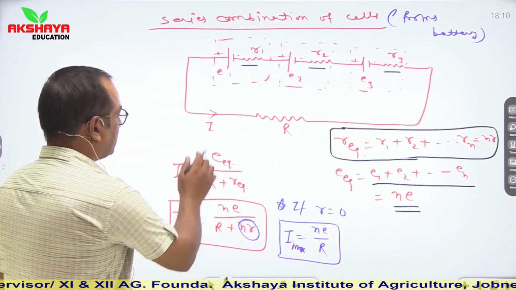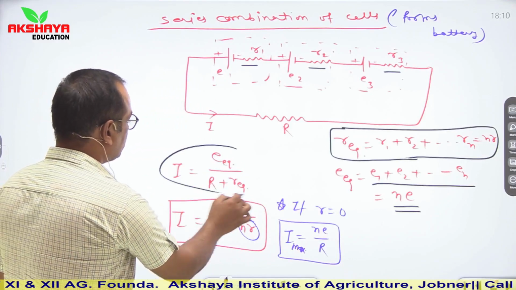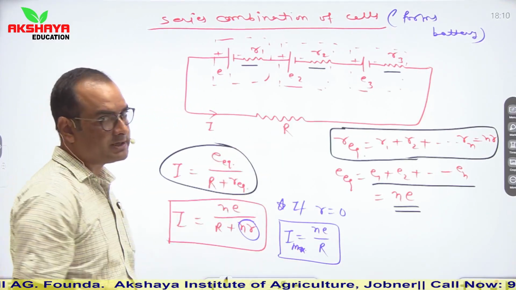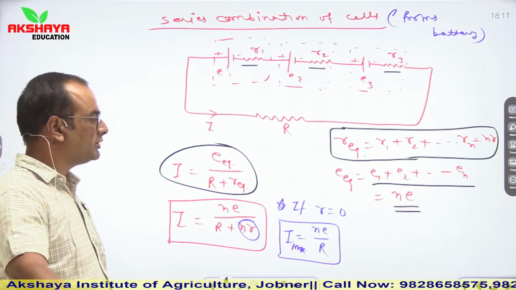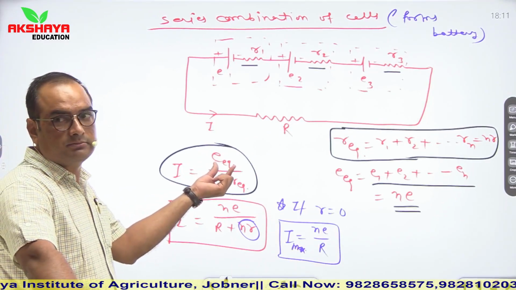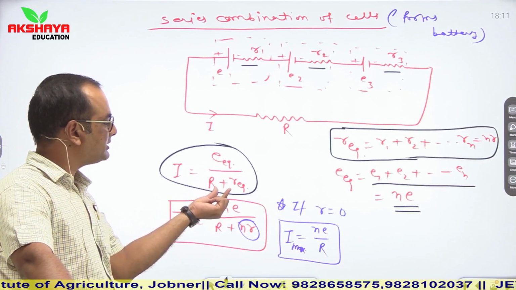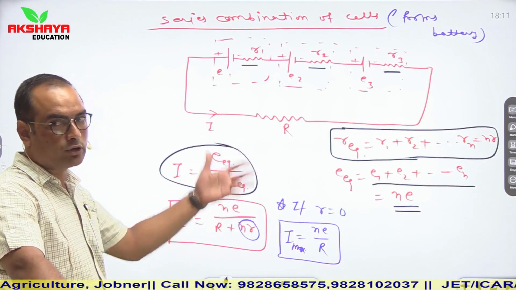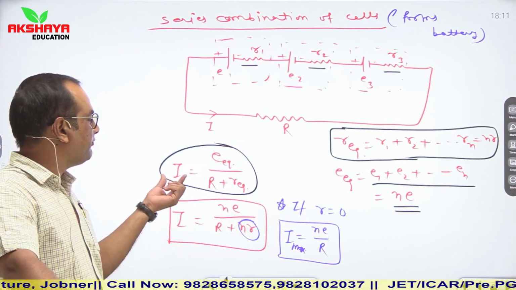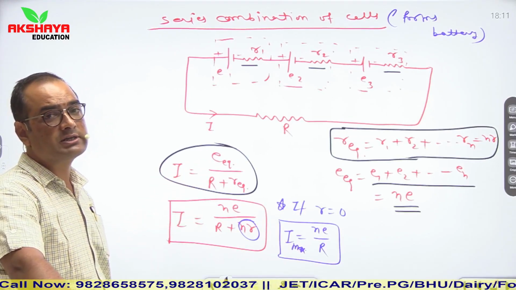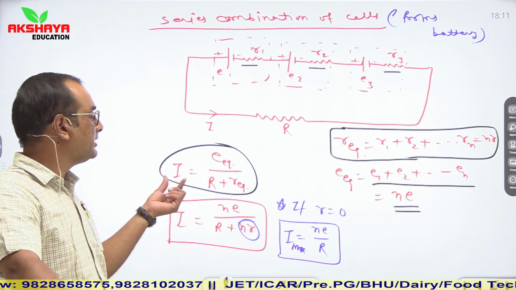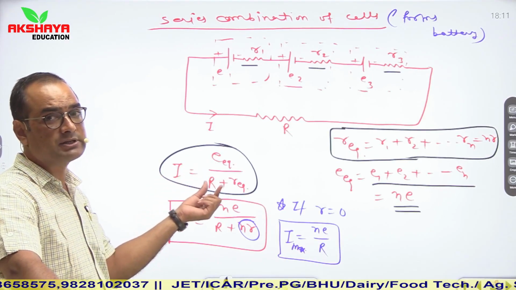So here is the equivalent current, or you can say the total current flowing through the load resistance. In this case, the total current flowing through the load resistance is equal to E equivalent divided by capital R plus small r equivalent. As I told you earlier, whenever you find current in any circuit where internal resistance and load resistance are given, then simply use the relation E upon R plus small r.